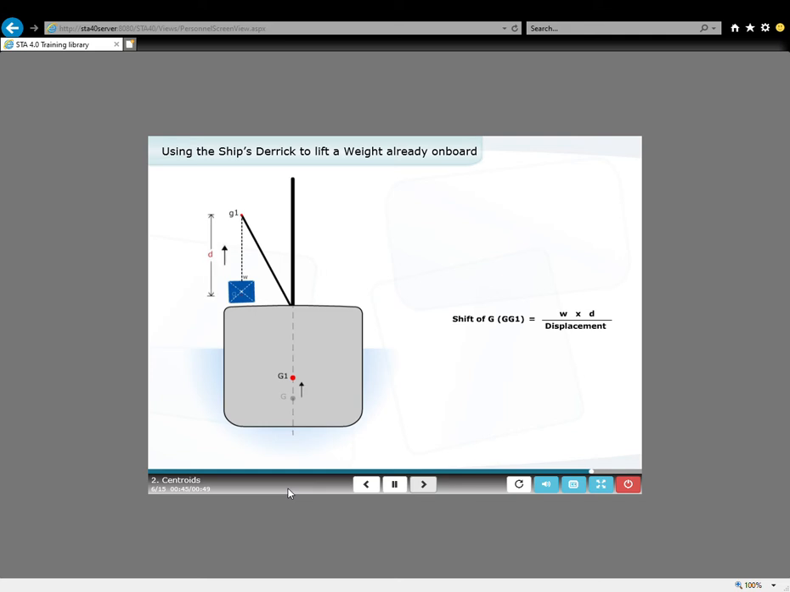GG1 is equal to W multiplied by D divided by displacement.